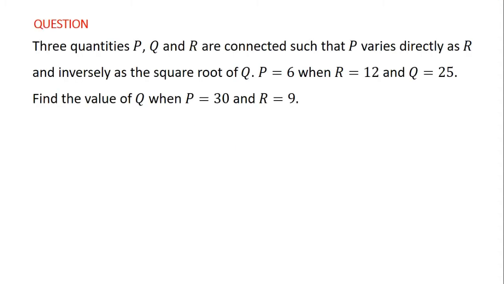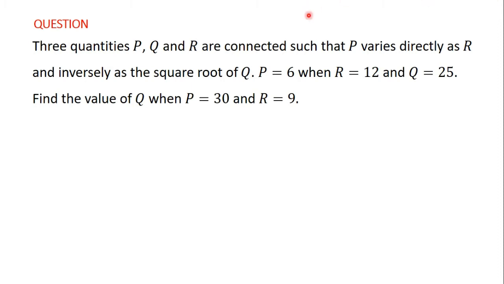The question for this video is: three quantities P, Q, and R are connected such that P varies directly as R and inversely as the square root of Q. P is equal to 6 when R is equal to 12 and Q is equal to 25. Find the value of Q when P is equal to 30 and R is equal to 9.